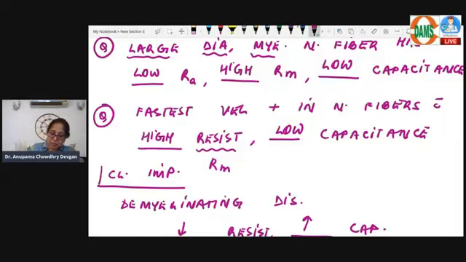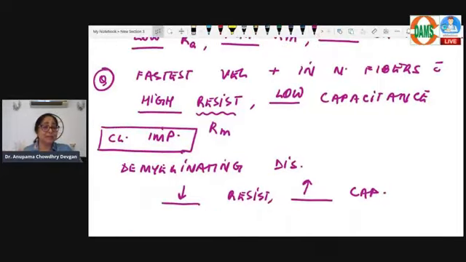What is the clinical importance? What will happen in demyelinating disorders when there is loss of myelin, for example, multiple sclerosis? Yes, in MS patients, the resistance will reduce, capacitance will increase. Okay? All right.